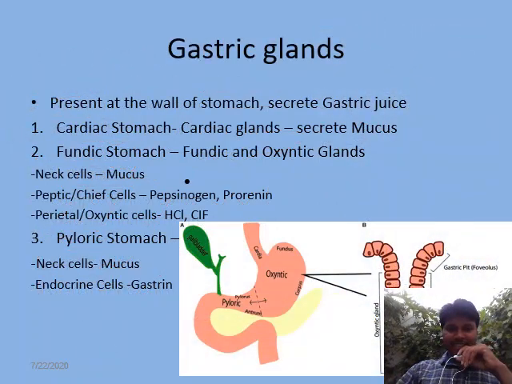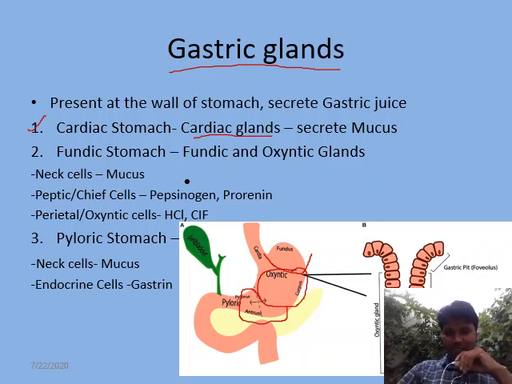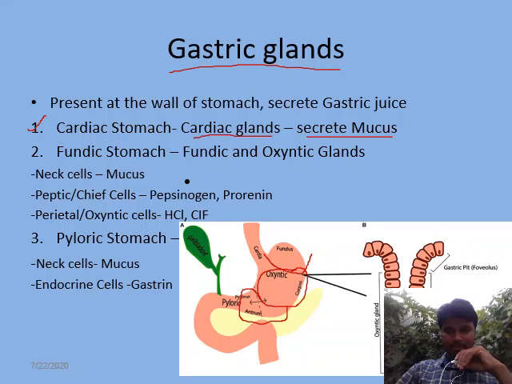Let's learn about the gastric glands. Gastric glands are located in the stomach. As we learned earlier, there are 3 parts in the stomach. The upper part is called cardiac stomach, middle part is called fundic stomach, and the last part is called pyloric. In the cardiac stomach we find cardiac glands, and they are important in secreting the mucus. Mucus is a slippery substance.